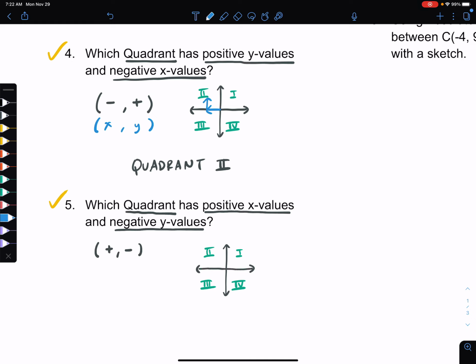And so how do we get to a positive then a negative? Well, positive on the x means we go to the right, and then negative on the y means we go down. So this would be in quadrant 4. All right, so there are the first 5 problems.